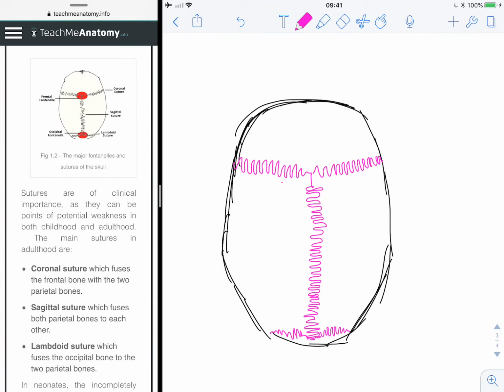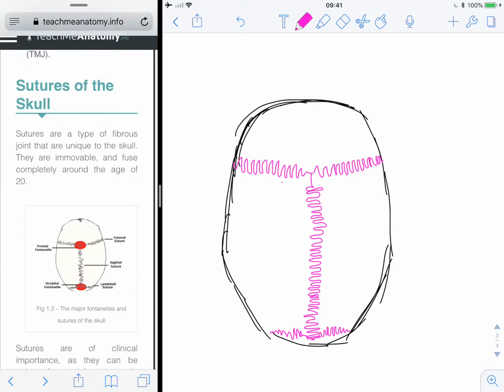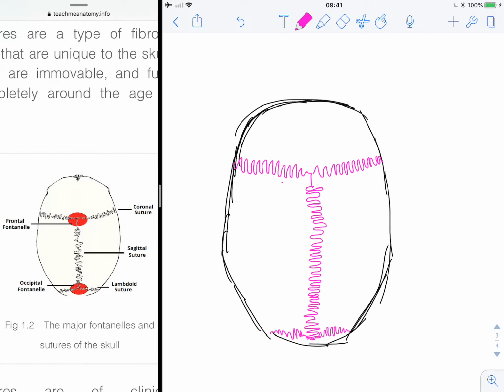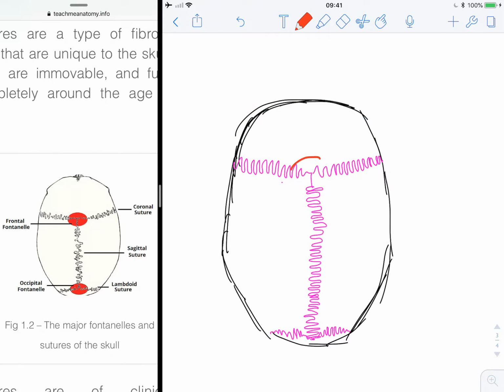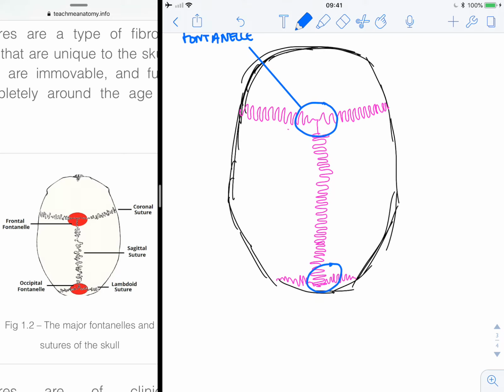Sutures are of clinical importance as they can be points of potential weakness in both childhood and adulthood. The main sutures in the chart, let's quickly annotate our drawing. So this area here, I'm assuming it's of importance, actually let's do that in blue. It's of importance because it's a junction between three. I'm assuming that could be incorrect. This is the frontal. This is the occipital fontanelle.